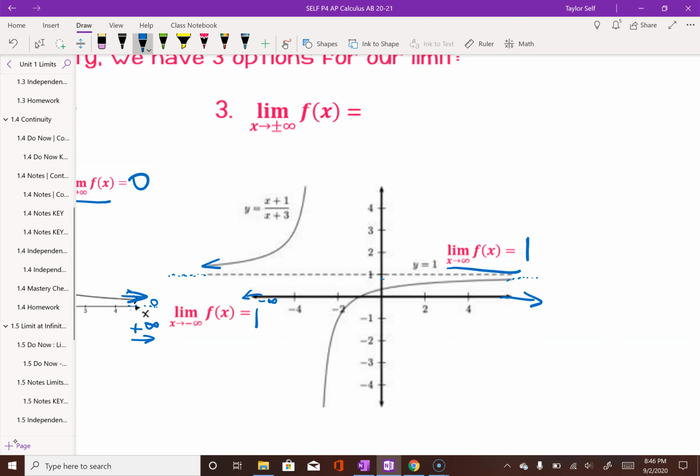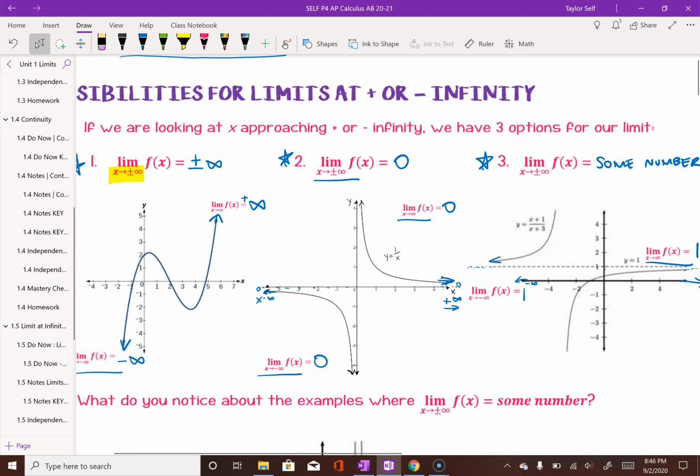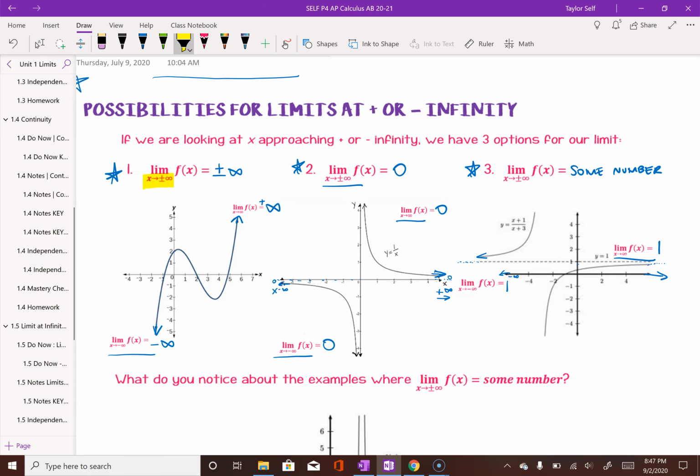So instead of writing 1 for our third option, we're going to write just some number. Just as a reminder, make sure you have all these possibilities. There are 3 possibilities for limits when x approaches positive or negative infinity. Either the limit will equal plus or minus infinity, or the limit will equal 0, or the limit will equal just some number. Okay, cool.